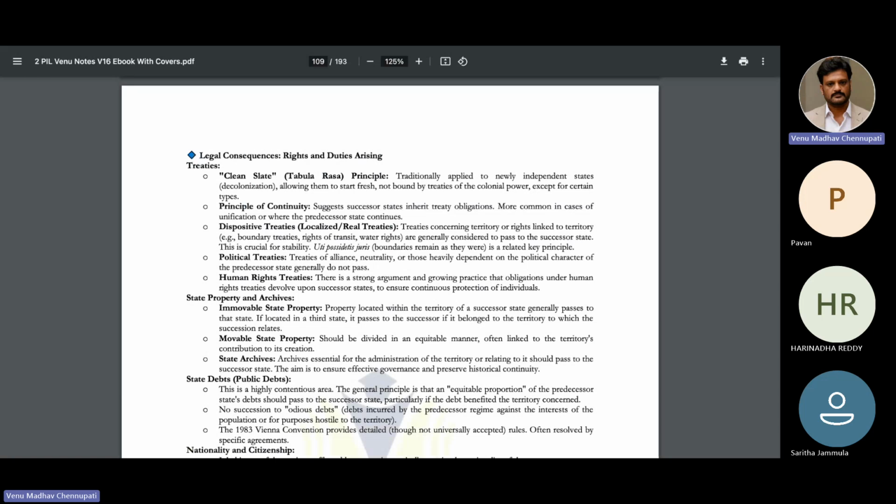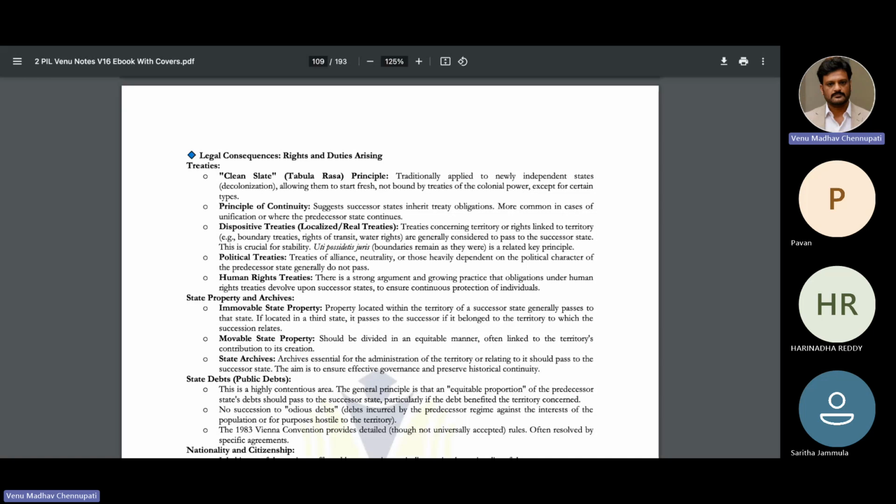Also, what are the legal consequences, rights, and duties arising out of these treaties? One is the clean slate, traditionally applied to new independent states, allowing them to start fresh, not bound by treaties, except for certain types. So basically, what we are trying to say here is what are the legal rights and duties arising out of treaties? So, clean slate states are traditionally new independent states, allowing them to start fresh, not bound by treaties. The principle of continuity suggests successor states inherit treaty obligations. More common is in cases of unification where the predecessor state continues.